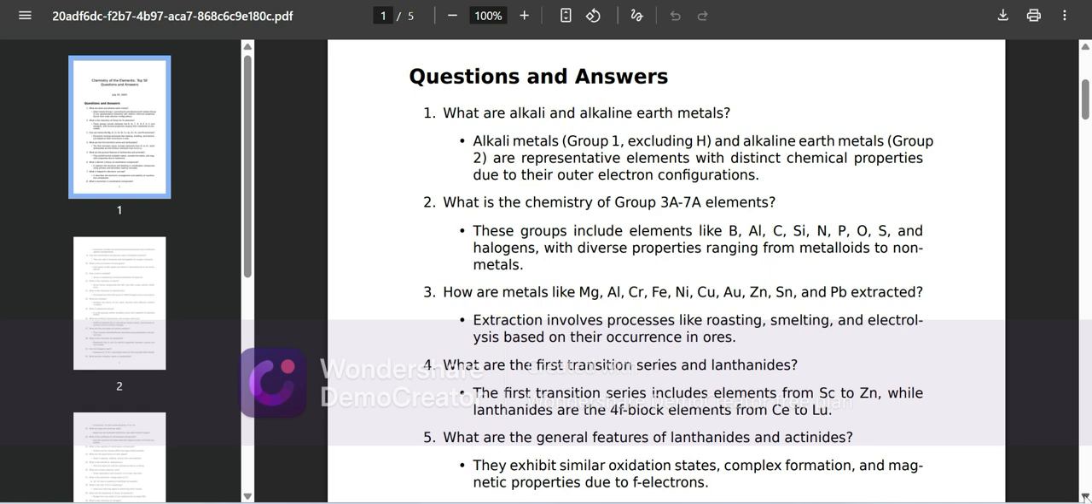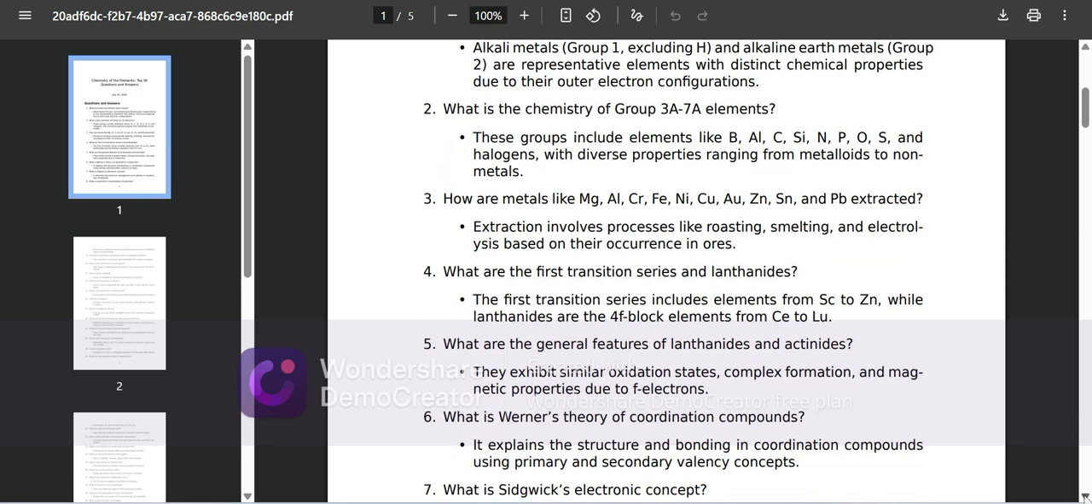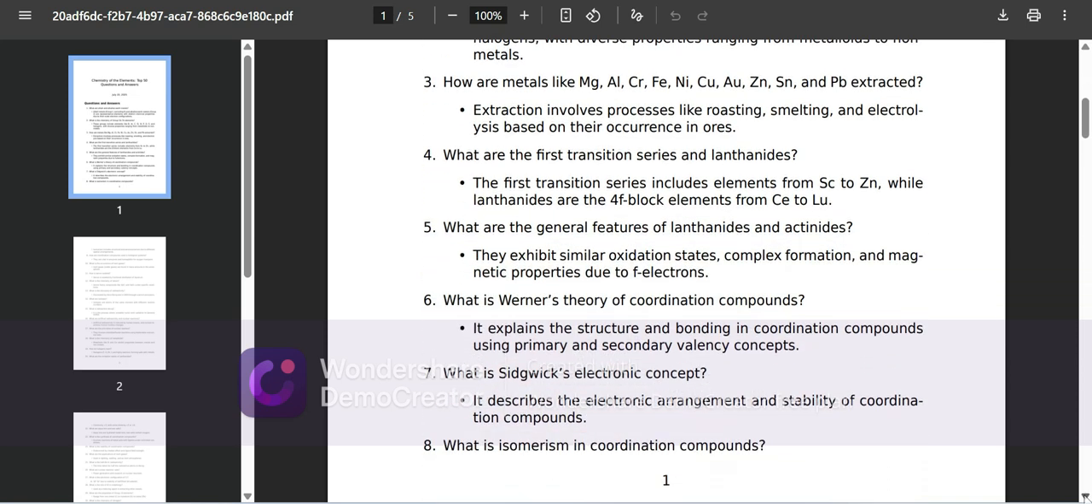What are alkali and alkaline earth metals? Alkali metals, group 1 excluding hydrogen, and alkaline earth metals, group 2, are representative elements with distinct chemical properties due to their outer electron configurations. What is the chemistry of group 13 to 17 elements? These groups include elements like boron, aluminium, carbon, silicon, nitrogen, phosphorus, sulfur, and halogens, with diverse properties ranging from metalloids to non-metals.